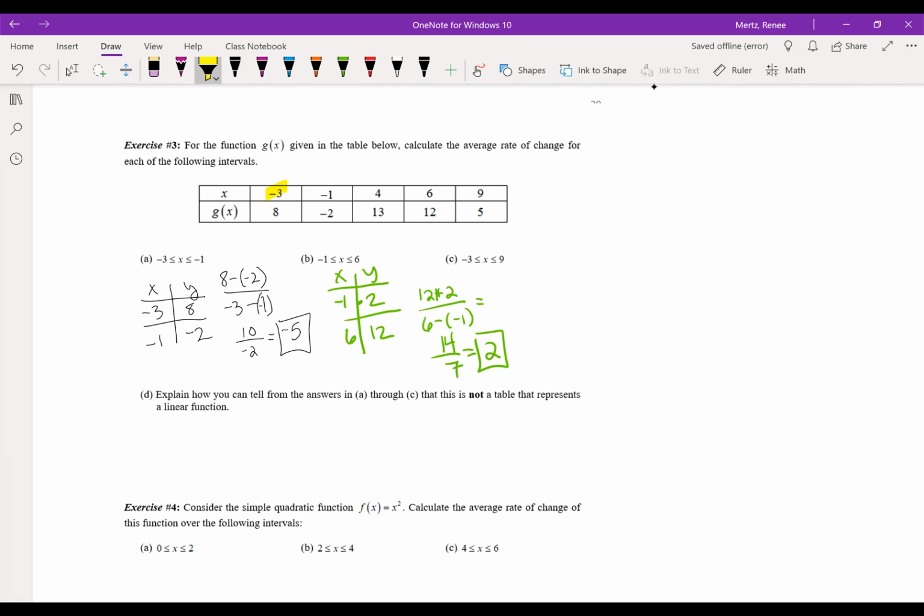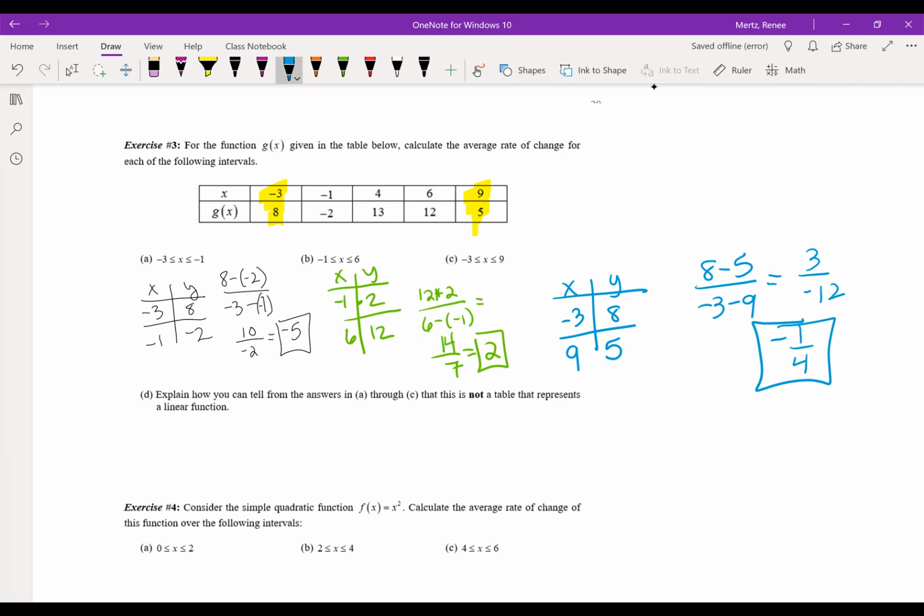So now I'm looking at -3 and 9. -3 goes with 8, 9 goes with 5. 8 minus 5 over -3 minus 9 is a 3 over a -12, which reduces to -1/4.